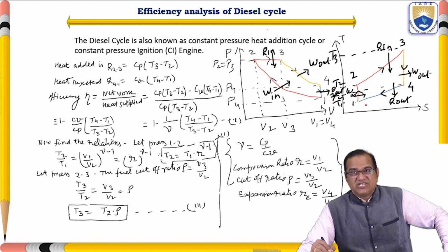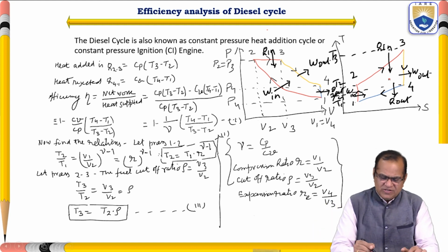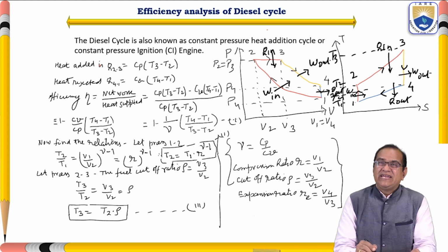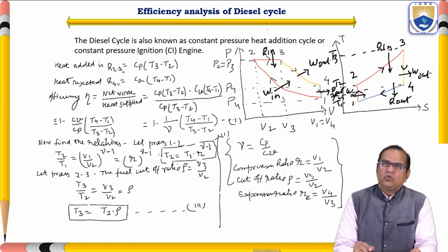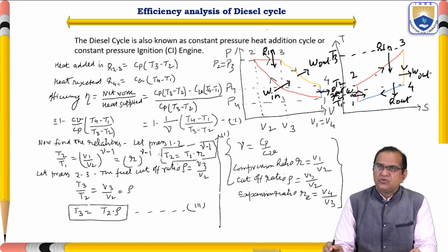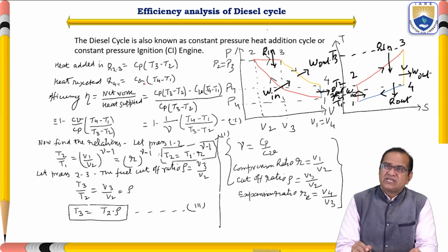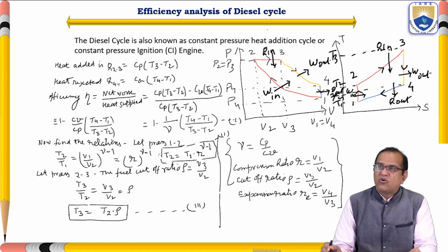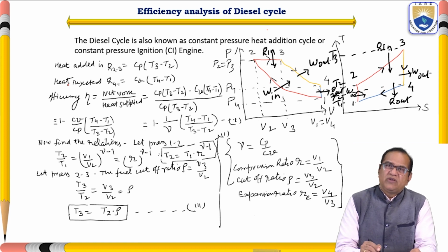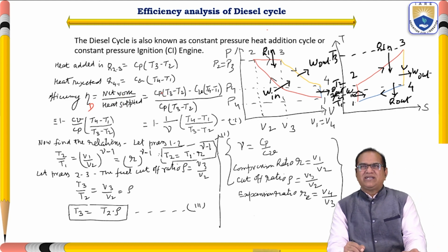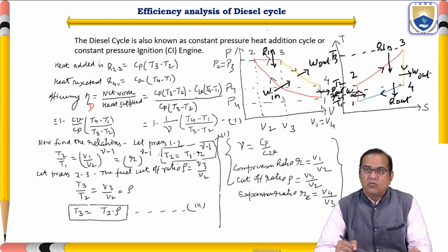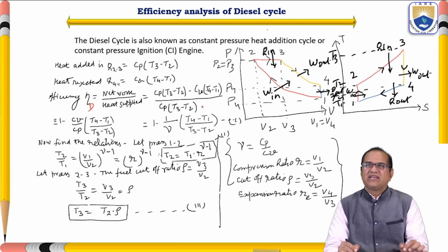This is the heat rejection. Same way, we will see the heat added in process 2-3 is Cp (T3 minus T2), and heat rejected is Cv (T4 minus T1). So the efficiency of this diesel cycle, eta D, is equal to net work by heat supplied. Net work is how much? Cp (T3 minus T2) minus Cv (T4 minus T1), divided by Cp (T3 minus T2).